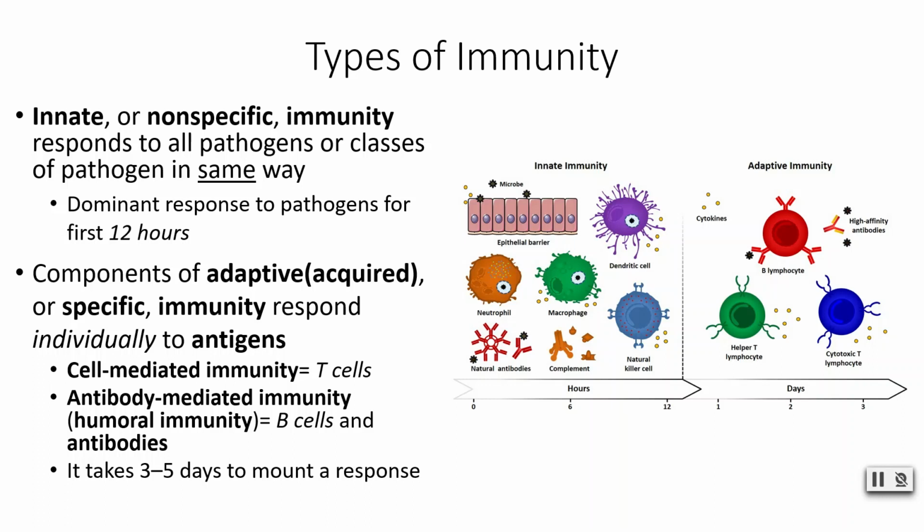And then we have an adaptive immunity, which is sometimes called an acquired or a specific immunity. This responds to antigens individually, so each different type of antigen will get a different response. We have two subcategories of your adaptive immunity. Cell-mediated immunity comes from your T lymphocytes, and your antibody-mediated immunity comes from your B cells and antibodies. And then your antibody-mediated is sometimes called your humoral immunity, so just in case you hear that term.